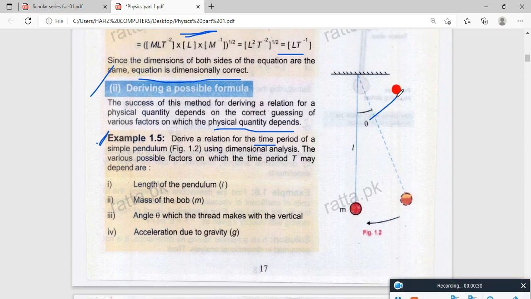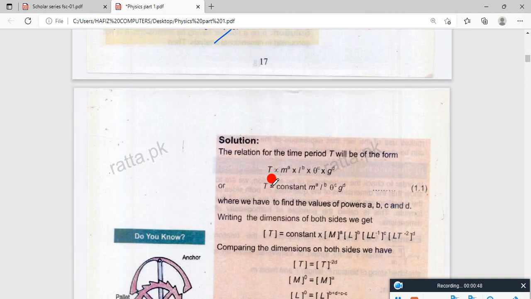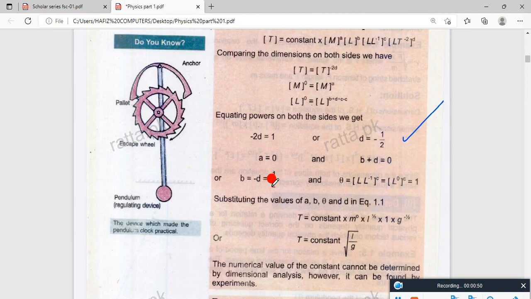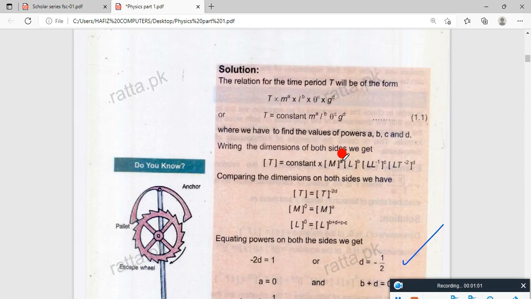with angle theta, length of the string L, and mass of the bob as small m. These are written as length of the pendulum L, mass of the bob m, angle theta, and acceleration due to gravity g. We know that the formula for a simple pendulum is T is equal to under root L over g, but we will derive it using dimensional analysis.